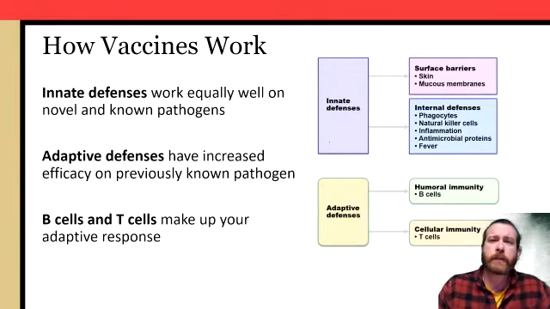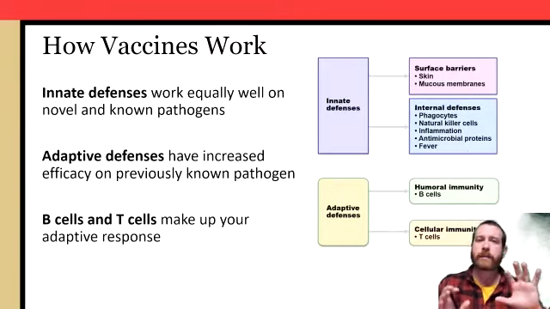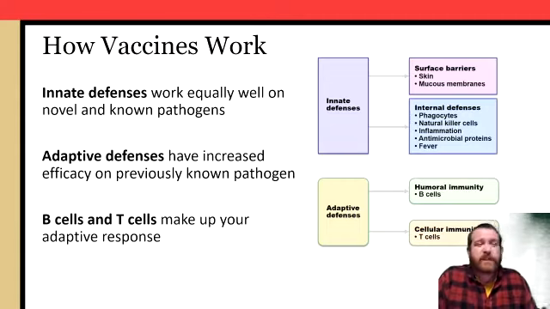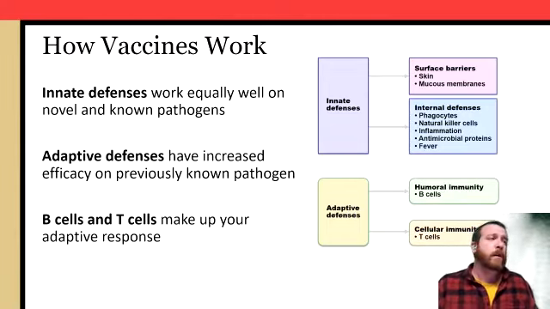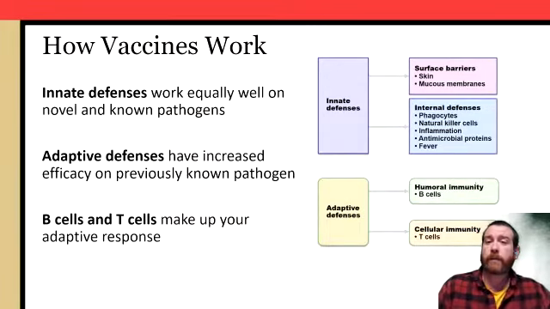So those are going to be your innate defenses. It's going to be things like the cells that eat other cells, natural killer cells, the inflammatory process. These are all things that it doesn't matter how often you've seen that pathogen, whether it's the first time you've seen it or whether it's the 20th time you've seen it, the innate defenses work pretty much as well on anything. The adaptive defenses are really the star of the show when we're talking about vaccines.